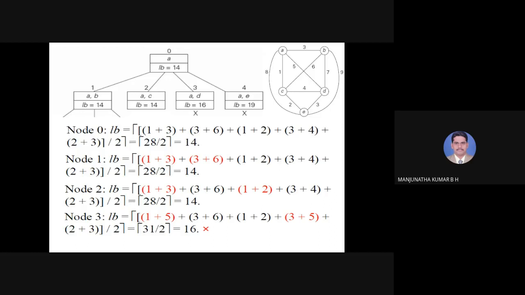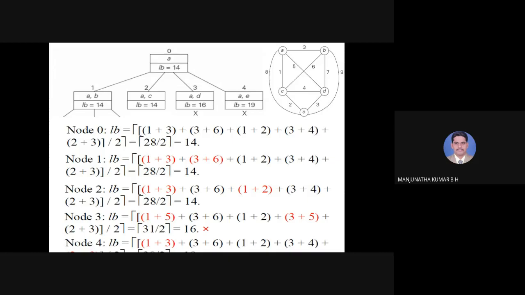How? See the city D. For the city D, nearest vertex is E. That cost is 3 plus, and another number should be the distance of the edge connecting A and D, and its cost is 5. 3 plus 5. And the term related to E remains as 2 plus 3 only, no changes. Now calculate this sum, divide by 2, and you will get 16. 31 divided by 2 is 15.5. Take the round up value 16. This is about node 3 calculation.